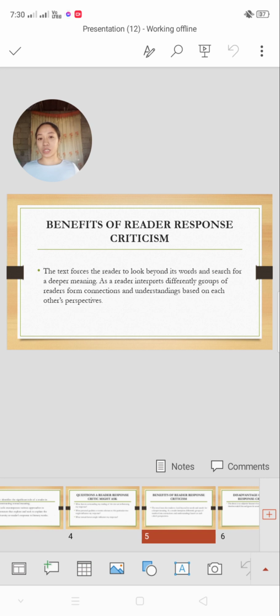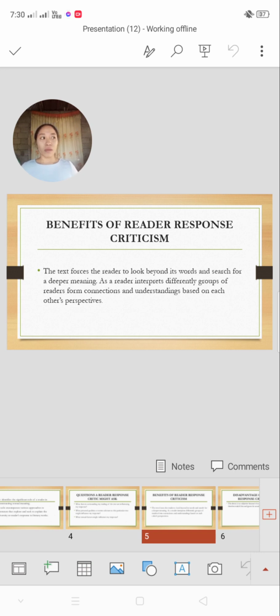Benefits of reader response criticism. The text forces the reader to look beyond its words and search for a deeper meaning. As a reader interprets differently, groups of readers form connection and understanding based on each other's perspective.